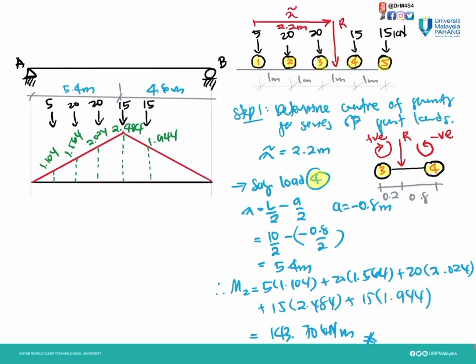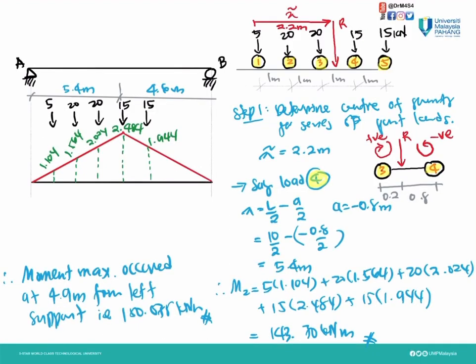So for our M2, 5 times 1.104. Then for 20 kilonewton, 1.564. Then for the next 20 kilonewton, 2.024, plus 15 kilonewton times 2.484, and the last one for 15 kilonewton is 1.944. So we get our M2 is 143.7 kilonewton meter.